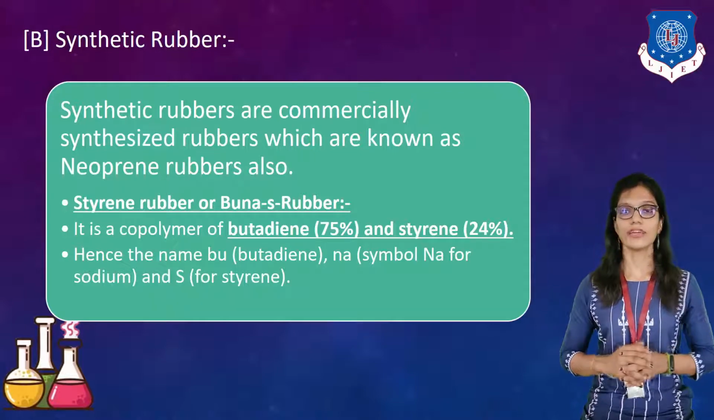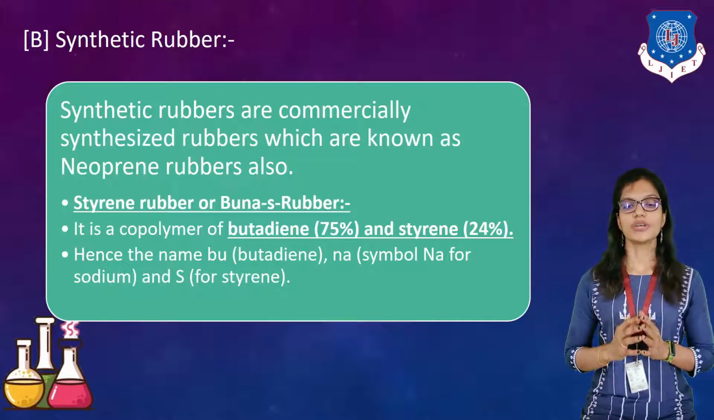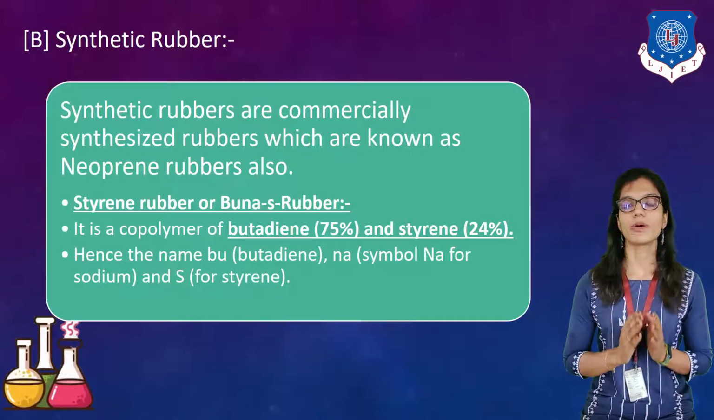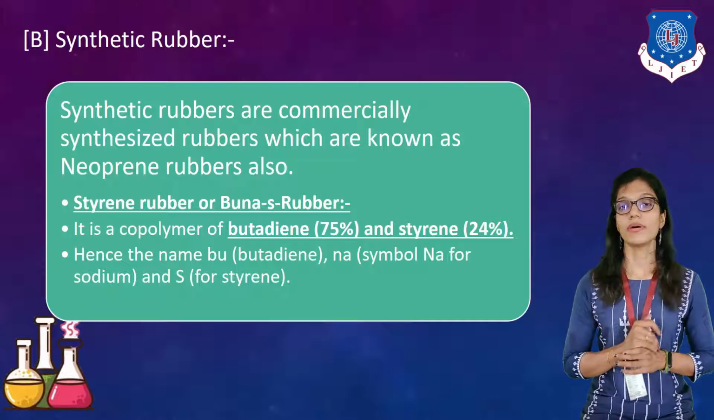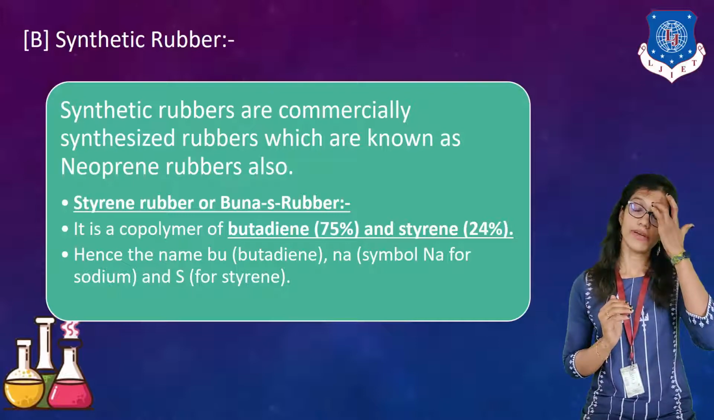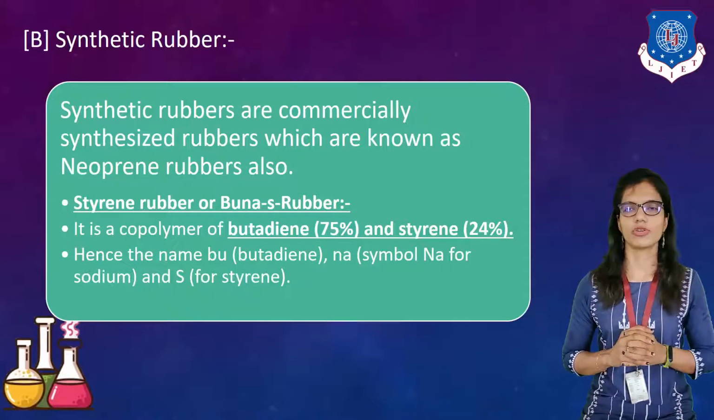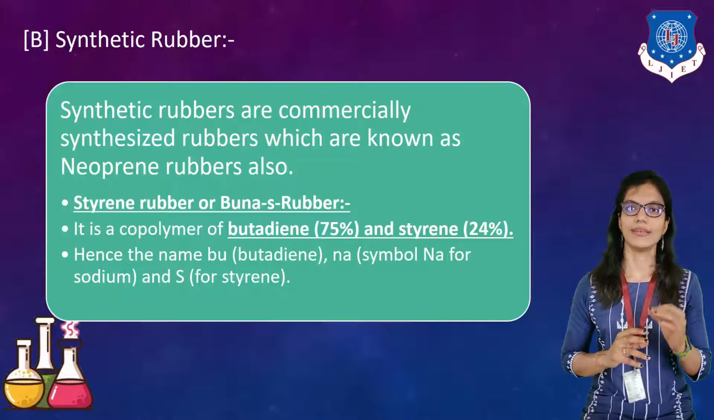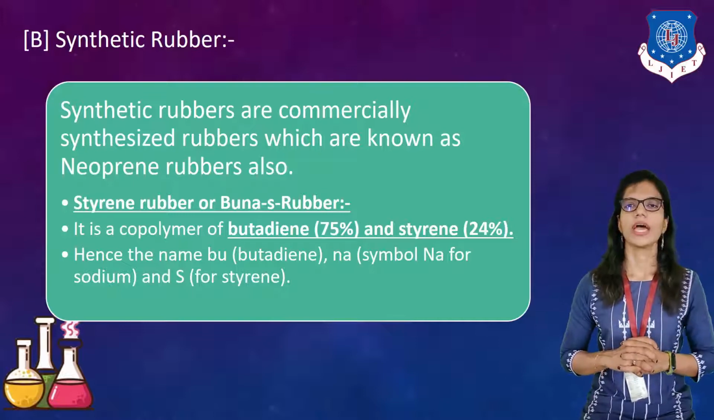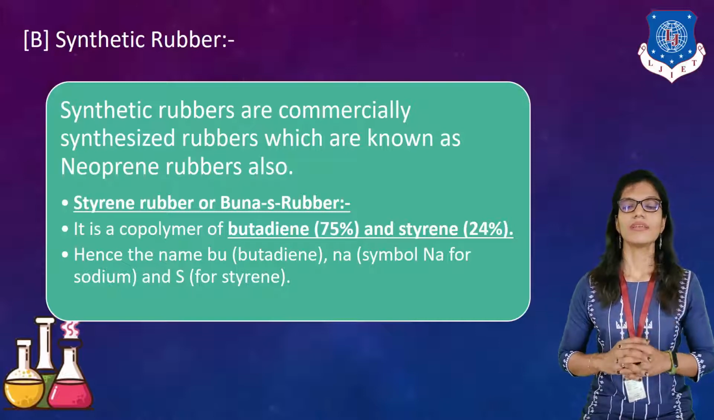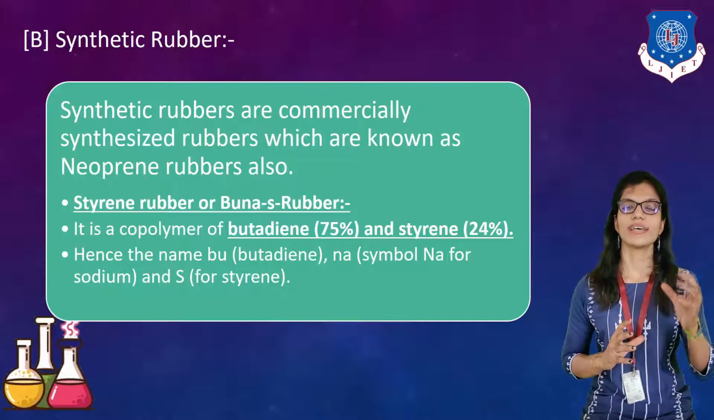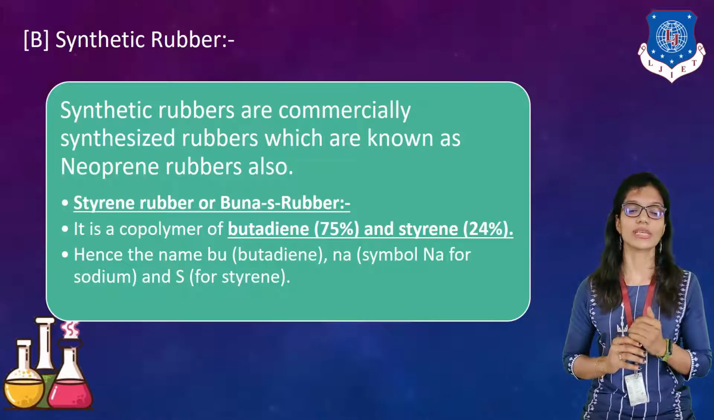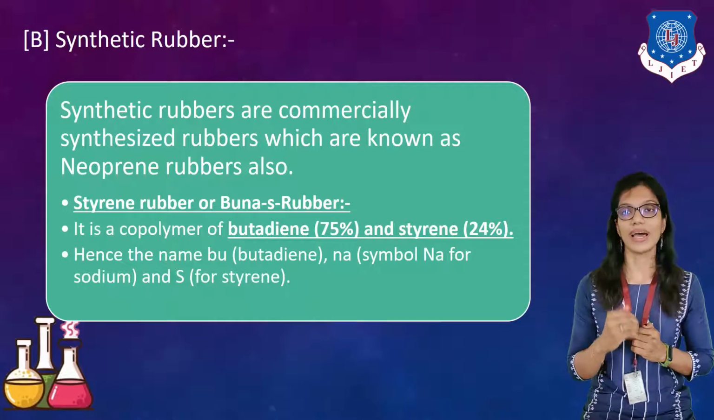Now, synthetic rubbers are commercially synthesized rubbers, which are also known as neoprene rubbers. If you remember, when we dealt with natural rubber, the monomer of natural rubber is isoprene. But here, it is also known as neoprene rubber. Now, the styrene rubber or Buna-S rubber. Generally, the synthetic rubber is known as the styrene or Buna-S rubber.